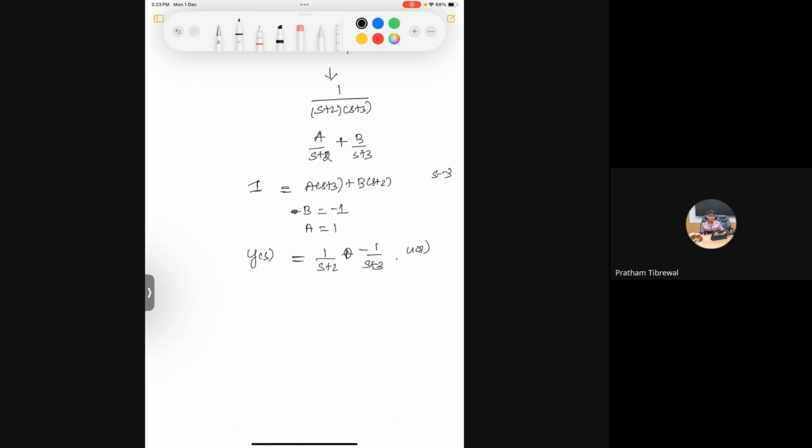Good. From this, we want to convert this to a state space representation. Again, we will use this one moment.